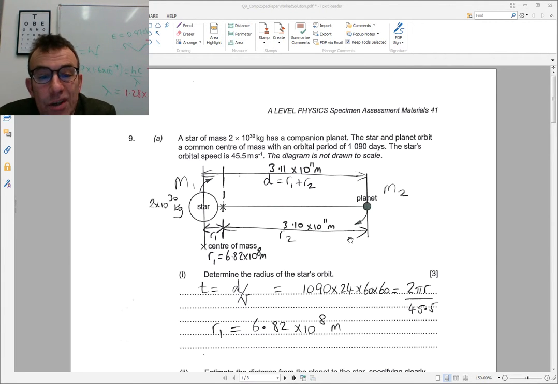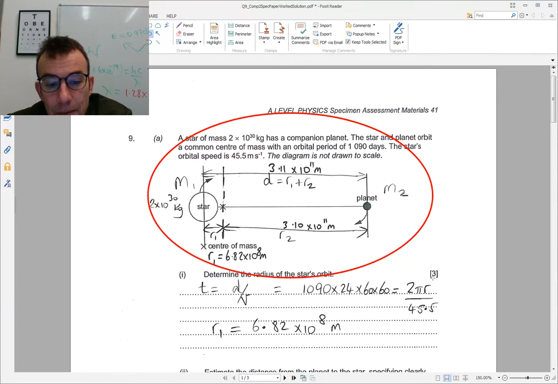I'm going to talk you through question 9 of component 2, which was a question about orbits. It started off with what I thought was a reasonably straightforward question, actually, but the first thing I'm going to say is look at my diagram at the top here. So let me see now if I can practice doing that.